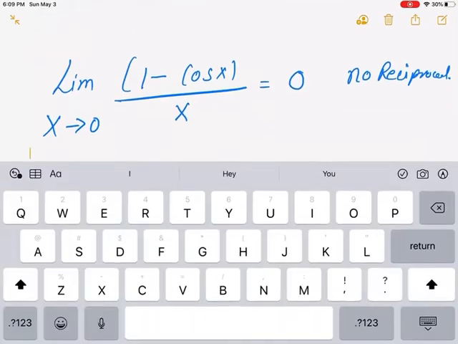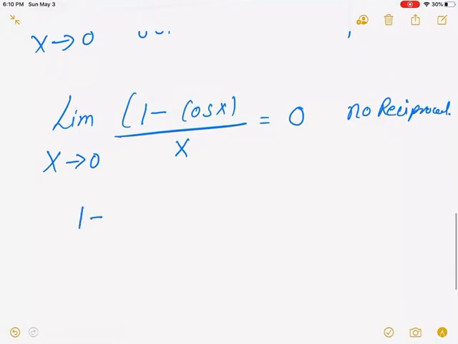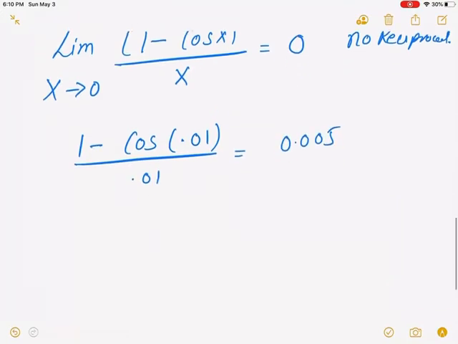So let's say I plug in 0.01 into 1 minus cosine, divided by 0.01, and if I do that, my answer is this. Let's try one more number.